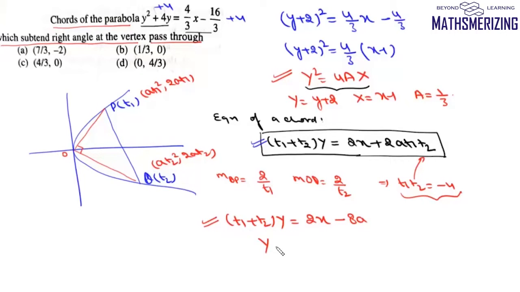Now this chord always passes through a fixed point. That fixed point is capital Y equals 0 and capital X equals 4a. Now what is capital Y? Capital Y is y plus 2, so we'll write y plus 2 equals 0, which means the value of y is simply minus 2. And capital X is x minus 1 equals 4a, which in this case is 4 by 3. So 4 by 3 plus 1 is 7 by 3. So this point will be (7 by 3, minus 2). So chords of a parabola which subtend a right angle at the vertex pass through (7 by 3, minus 2).